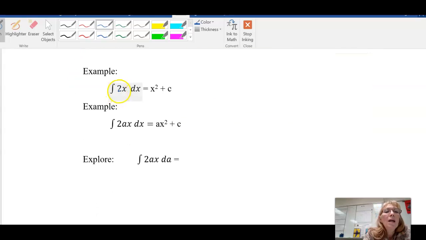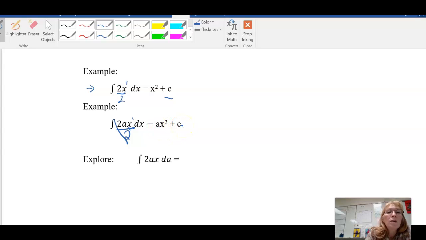So I want to find the integral of 2x dx. So I have to find the antiderivative of 2x. So I'm going to take the exponent 1, add 1 to it, which gives me 2, divide by 2, which gives me x squared, plus my constant, whatever it may be. This one's a little different. I wanted to make sure you understood. So now I've got 2ax. The only thing I care about is the x. So we add 1 to its exponent, which gives me the 2, and then I divide by 2, which gives me ax squared plus c.